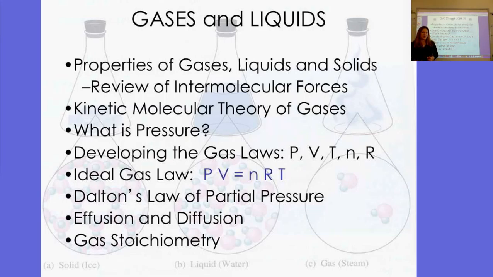They're all going to deal with that PV-nRT stuff. P is pressure, V is volume, T is temperature, N is the number of moles, and R is the gas constant that we're going to get to. The ideal gas law is PV equals nRT. It's another one we're going to study. We're also going to talk about Dalton and his law of partial pressure, as well as the definitions of effusion and diffusion. And then, as I said before, in video C, we're going to do a couple of gas stoichiometry problems.